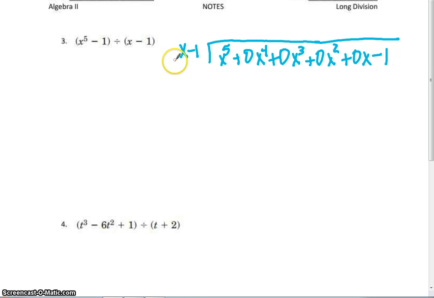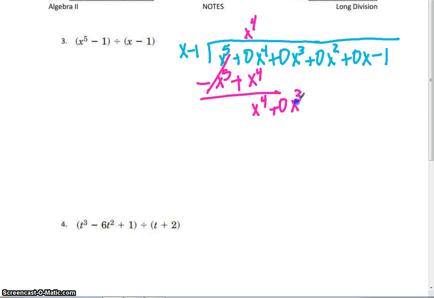So, what would you multiply x by to get x to the 5th? That would be x to the 4th. So x to the 5th minus x to the 4th. Draw a line, change your signs, combine, and you have x to the 4th, and these cancel. Bring down your plus 0x to the 3rd. Do it all again. You would have to multiply by x to the 3rd. And so this would give you x to the 4th minus x to the 3rd. Draw a line, change your signs, and combine.